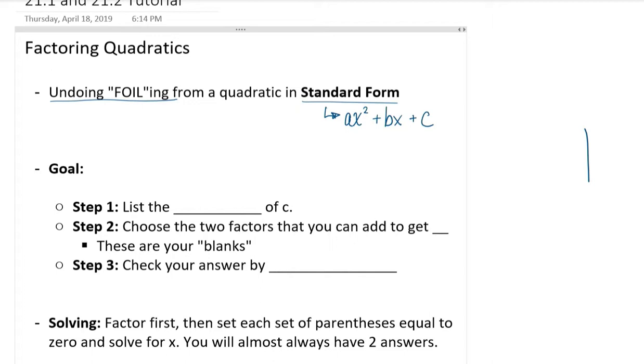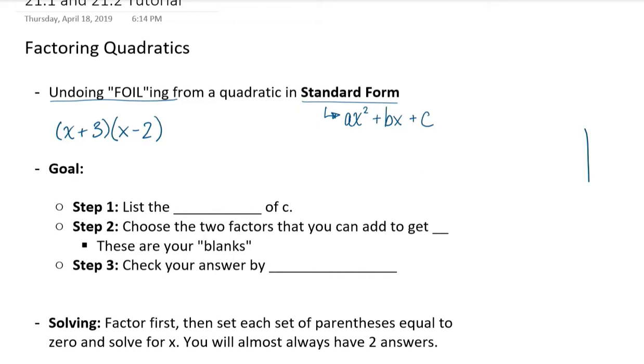So in previous lessons, you have been given things that look like this: x plus 3 times x minus 2, and you had to FOIL it or use the distributive property to rewrite it in standard form. Now I'm giving you something in standard form, so x squared minus 3x plus 2, and you have to rewrite it into the two binomials here.